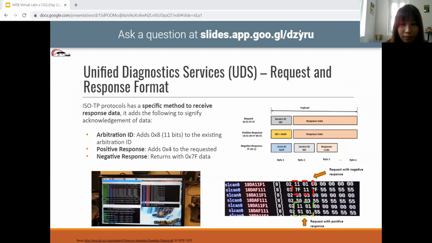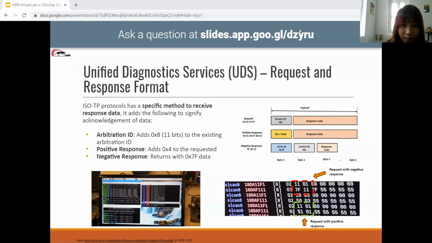So UDS actually has a request and response format. Like the ISO-TP, they have the sender and receiver. So UDS also uses that. And the specific method to receive response data is actually through the arbitration ID and whether you get a positive response or a negative response.